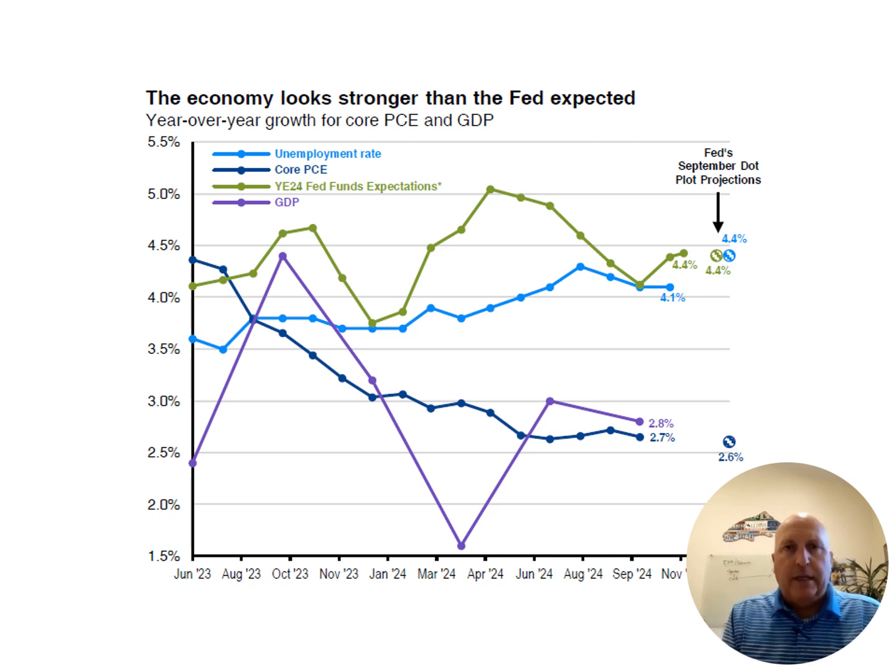So the first one is the unemployment rate. That's the light blue line. And you can see it started out the year just above 3.5%. That has gone up to about 4.1. The Fed was anticipating that would be at about 4.4. So that's actually done better than was anticipated by the Fed.